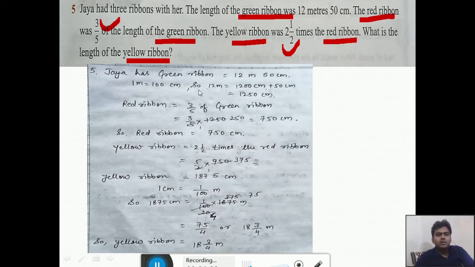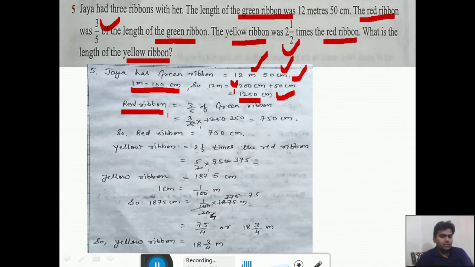Jaya has a green ribbon of length 2 meter 50 centimeter. This length is given in 2 units, meter and centimeter, so we will change it into centimeter. 1 meter equals 100 centimeter, that we know. So multiply 100 by 2 and we get 200, and 200 plus 50 equals 250.